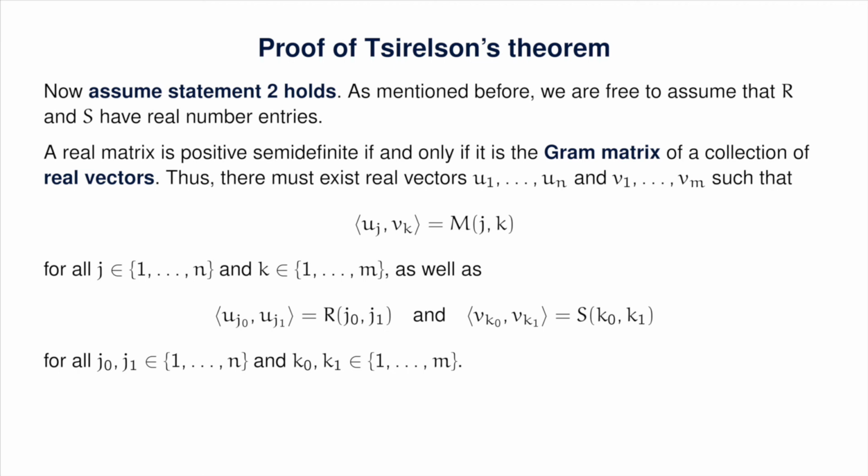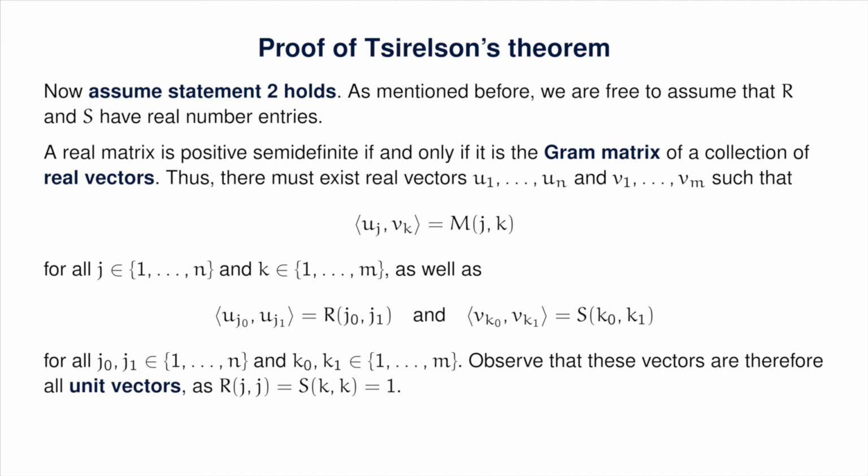And that means that the inner products between the u and v vectors have to agree with the entries of M. The inner product between any two u vectors corresponds to some entry of R, and likewise the inner product between any two v vectors corresponds to an entry of S. Given that the diagonal entries of R and S are equal to 1, we see that u1 through un and v1 through vm are necessarily unit vectors. Given that there are a total of n plus m of these vectors, and they're all real as just mentioned, there's no reason why we can't just take these vectors to be from R^(n+m).